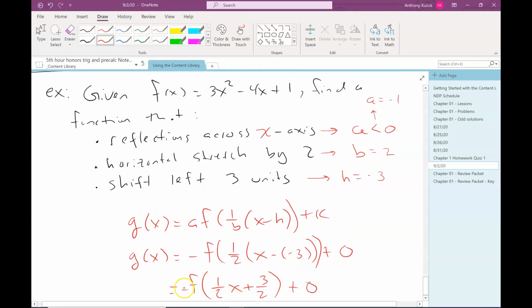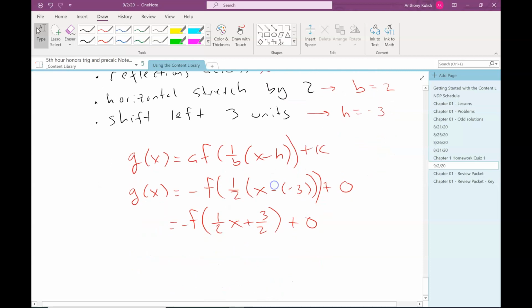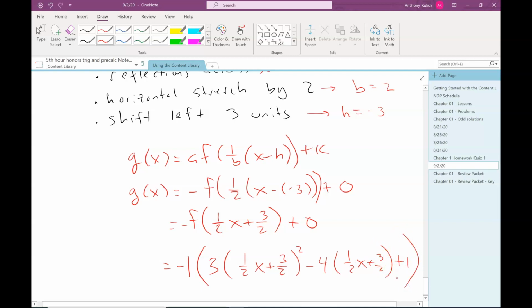Now I just need to do negative f of 1/2 x plus 3 over 2, where this is my f of x, right? So I'm going to plug that expression in for f of x. So I have my negative 1, and I have 3 times 1/2 x plus 3 over 2 squared minus 4 times 1/2 x plus 3 over 2 plus 1. Is everybody okay with that?